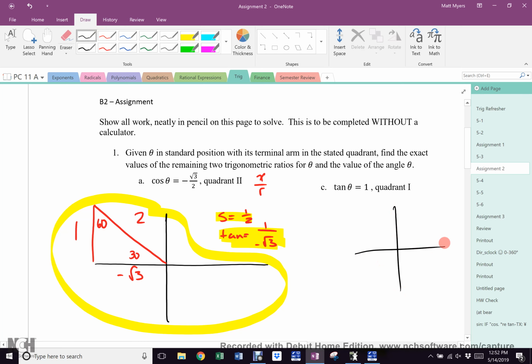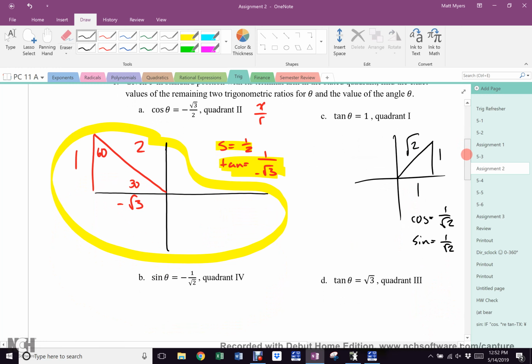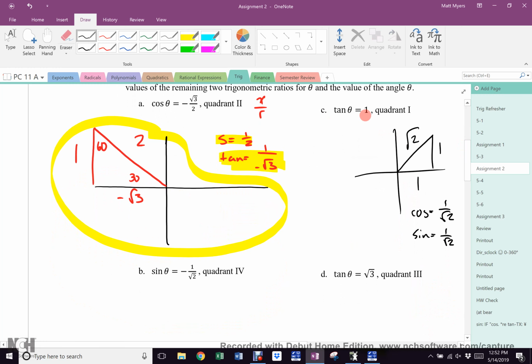Quadrant 1. Tan of 1, 1 over 1. So that makes that root 2. So cos equals 1 over root 2. I've already got tan. Sine equals 1 over root 2. These are all worth 2 marks because there's 2 things you need to do. I know I went A to C. Doesn't matter. Quadrant 4.